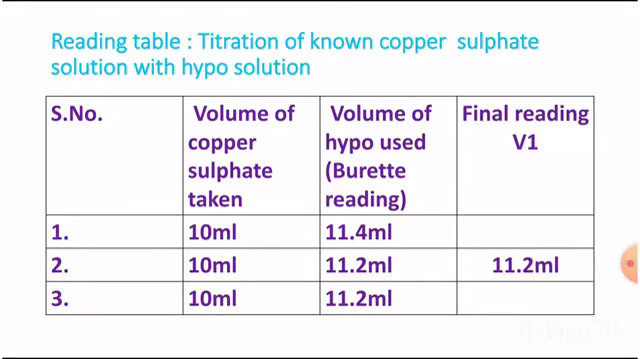Reading table. Titration of known copper sulfate solution with hypo solution. Volume of copper sulfate taken for each reading, that is 10 ml. Volume of hypo used, that is the burette reading. First reading is 11.4 ml and the second reading is 11.2 and the third reading is also 11.2. So our final reading will be 11.2, that is called concordant reading.